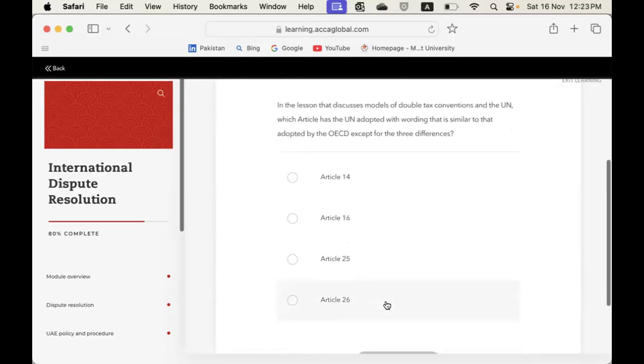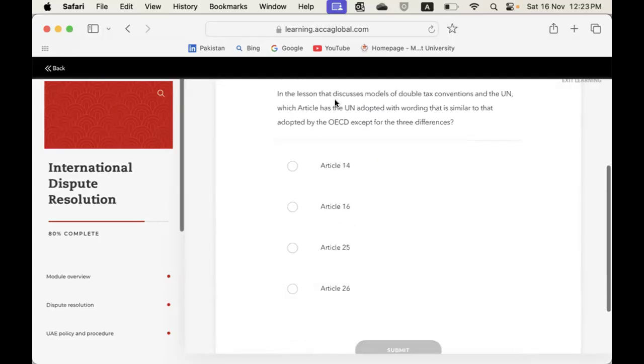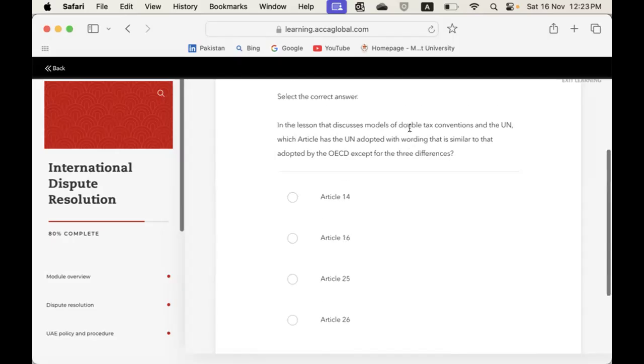Select the correct answers. In the lesson that discusses models of double tax conventions and the UN, which article has the UN adopted with wording that is similar to that adopted by the OECD, except for three differences? Three differences were there. Which article? Okay, let's look at it.